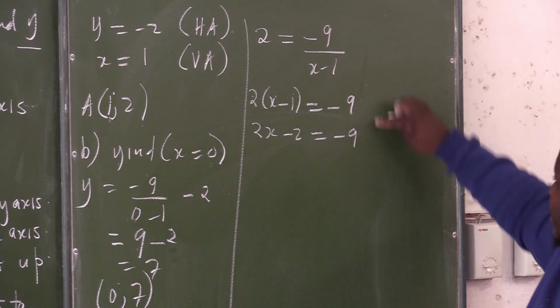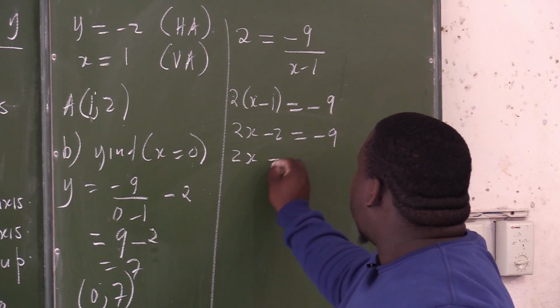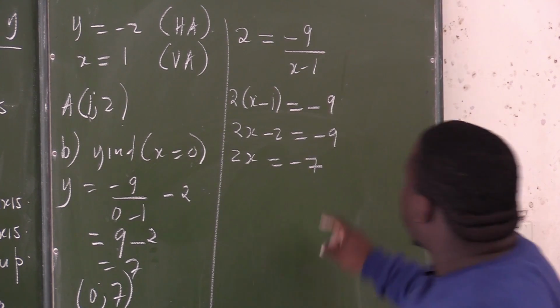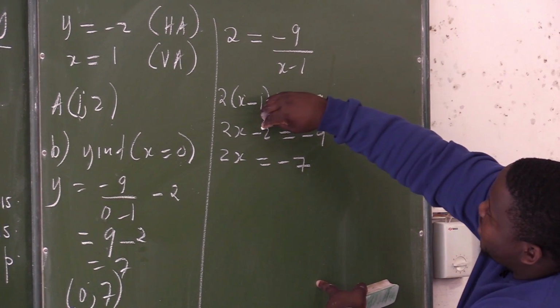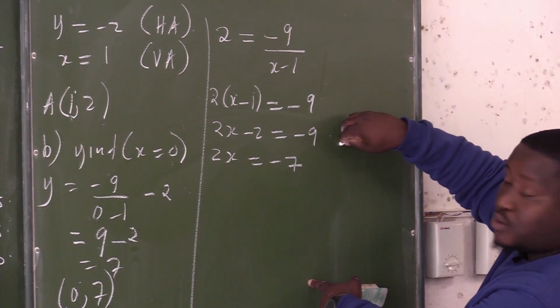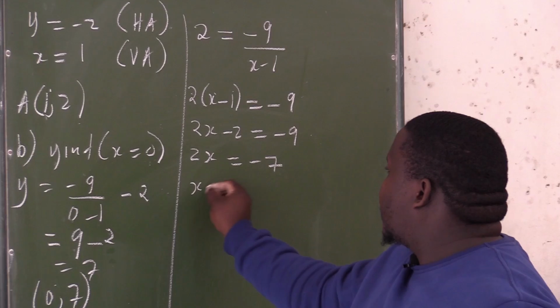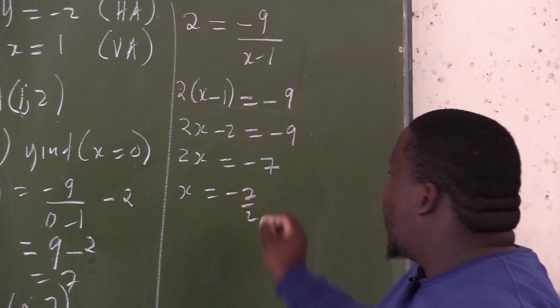Now I can move the negative 2 and make it positive, and I will get what now? 2x equals negative 7. Why negative 7? Because if I move a negative 2, I make it positive. Now I end up with negative 9 plus 2, which is negative 7. Now, dividing by 2 on both sides, this gives us x equals negative 7 over 2.